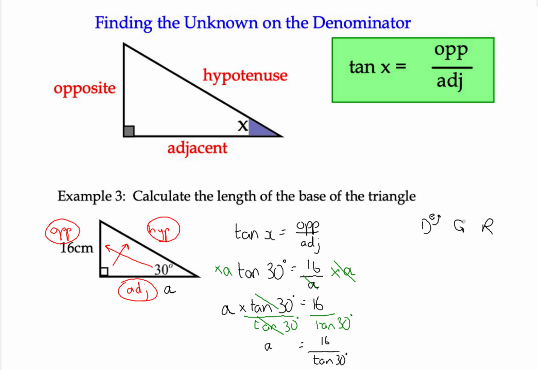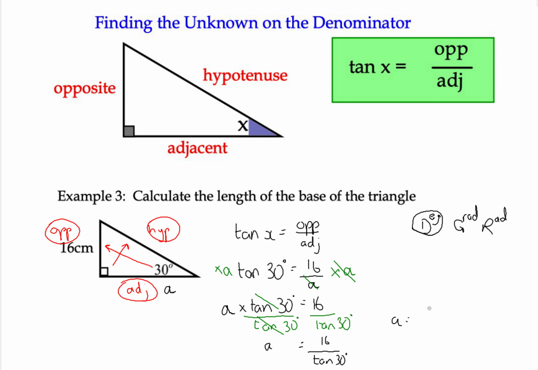DEG, GRAD, or RAD. We're working in degrees mode, so if you don't have it in there, you're going to have to change mode, and I talked about that in the last video. So 16 divided by, press the word tan on your calculator, and then the number 30 equals, and we get the answer 27.712. I'm just going to write it at the side here, I've kind of run out of space.